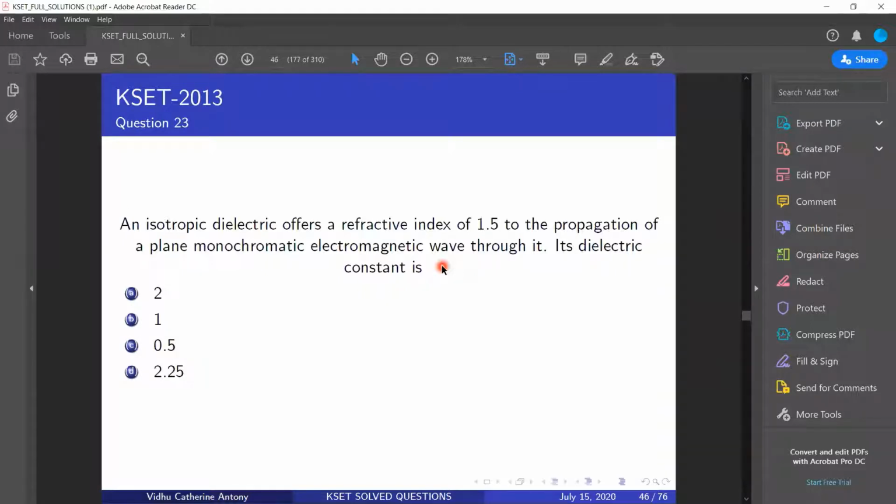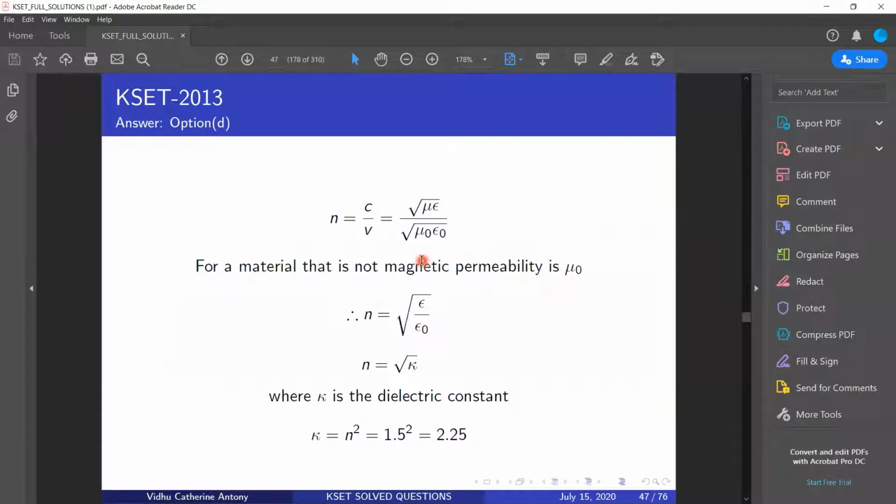These are the options that are given to you. Again, I'll read it out again. An isotropic dielectric offers a refractive index of 1.5 to the propagation of a plane monochromatic electromagnetic wave through it. Its dielectric constant is what? Your refractive index, this is the basic definition, is the ratio of the speed of light to the speed of light in a particular medium. So how do I write my speed of light? C is equal to 1 divided by root of mu naught epsilon naught, standard constants. And the other one, in that particular medium, is 1 divided by root of mu epsilon.